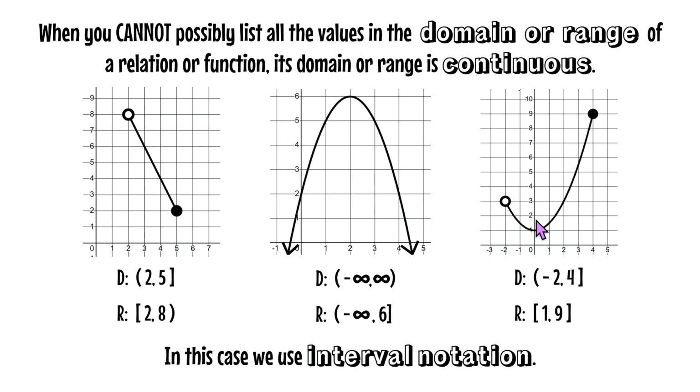And then as we move up, we see that the graph ends over here, but it keeps going. There's more y values, right? All of these points along here have y values. And then when it ends, it's at y equals 9. And because this is a closed circle point, 9 is included. Therefore, it also gets a square bracket.